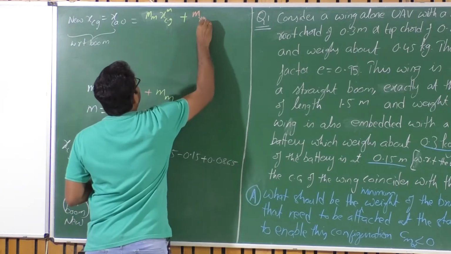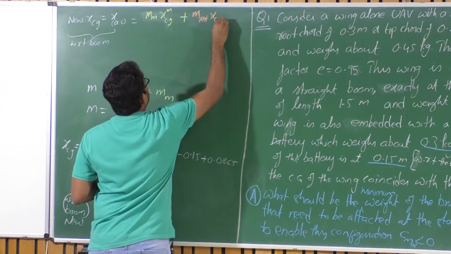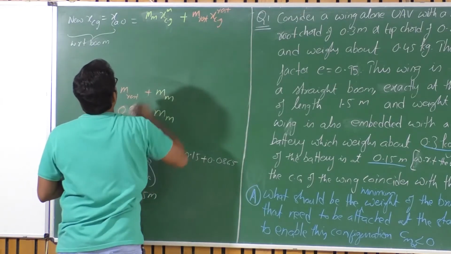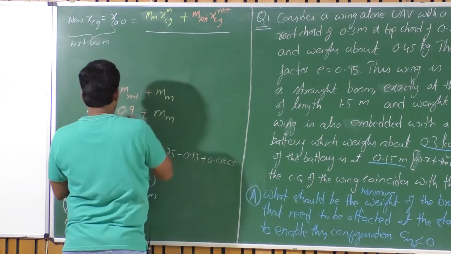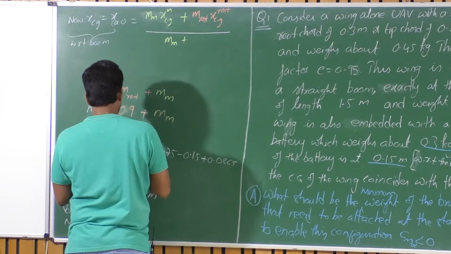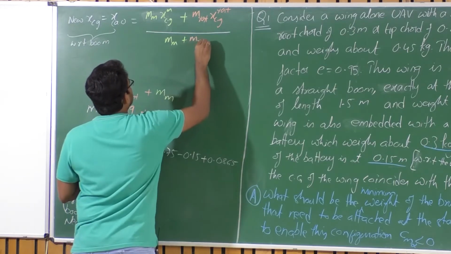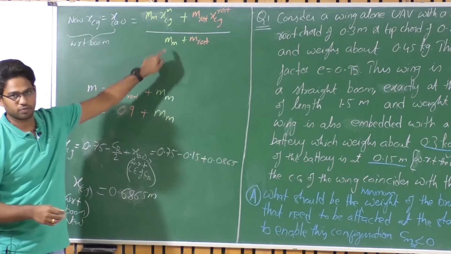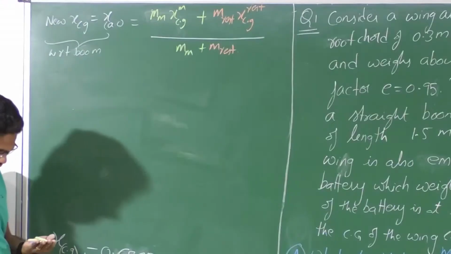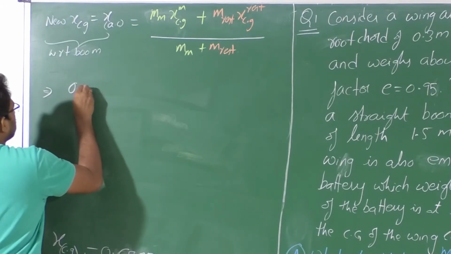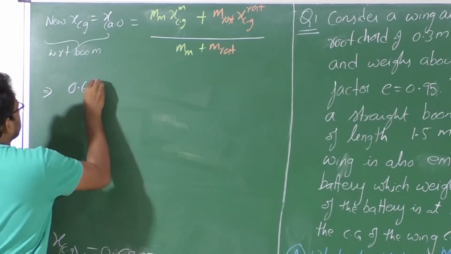M rest times x CG of the rest upon total weight here, isn't it? Mm plus M rest is 0.9 kg. Okay, so I need to find out what Mm is from here. Fine. So the new CG which I want is 0.6865.